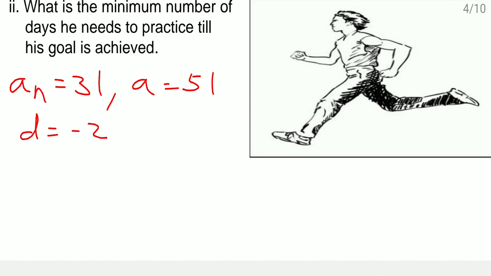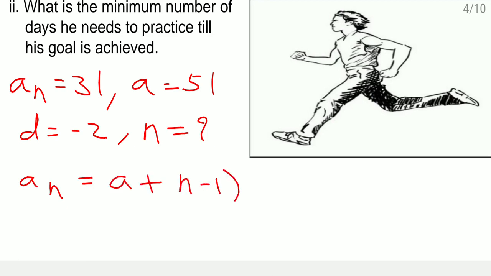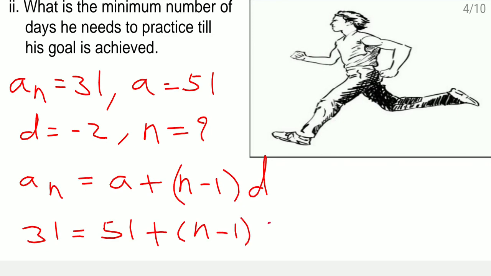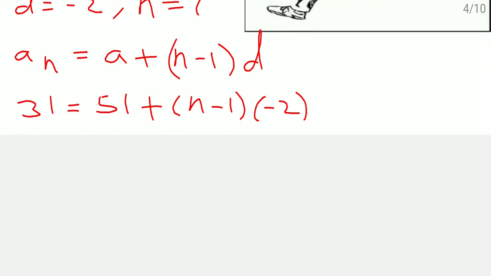Okay. Now what we need to find out? We need to find out n, in how many days he will achieve his goal. So we'll use the nth term formula, an equals a plus n minus 1 into d. So the nth term is 31 here, a is 51 here, plus n minus 1, the value of d is minus 2. Remember, give the bracket whenever the negative sign is there.